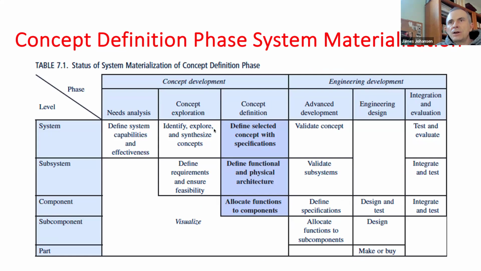So we're moving along in this concept definition phase, system materialization. We did the needs analysis. We did the concept exploration. Now we're getting into the concept definition. And so with each one of these, we get into more details. And so now we include the component level. And so we're defining the selected concept with specifications. We're defining the functional and the physical architecture. And we're also allocating functions to components.